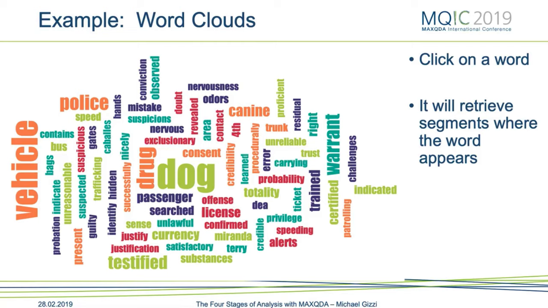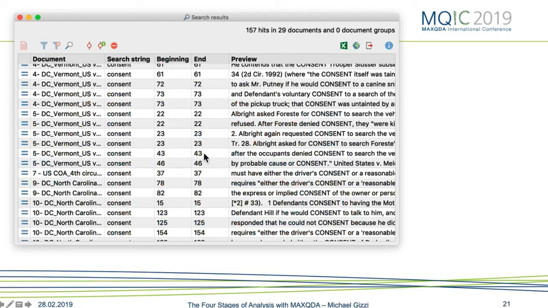This helps me identify what? Words or concepts that appear a lot. But I can click on any of these words, like consent here, and poof! Now I get to see all of the examples where consent occurs. And so I can see, with my research, there's a lot of consistency in the types of words. And sometimes these examples, all right, I don't really need this. This is just really from the facts. To ask Mr. Putney if he would consent to the canine sniff, to ask if he would consent. Okay, got it.